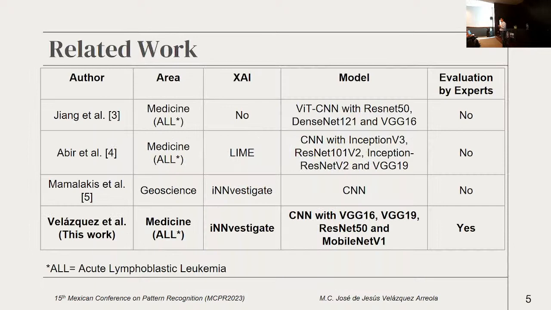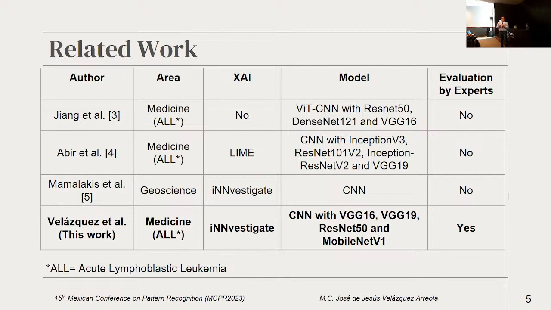Now, different authors are working on classifying leukemia cells. In this case, Jan and Ader use the same application in medicine, but Albir used another algorithm. In this case, they use algorithms to make heat maps, but both are not evaluated by experts. It's important to remember that when I use neural networks, artificial intelligence in medicine, it necessarily works together with experts.